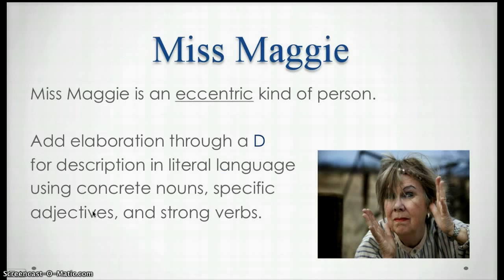Miss Maggie is an eccentric kind of person. Now we're going to describe her with literal language. Use concrete nouns, specific adjectives, and very strong verbs. Here's what I did. Her never-ending smile creases her face, creating deep valleys, surrounded by crests of leathery skin.